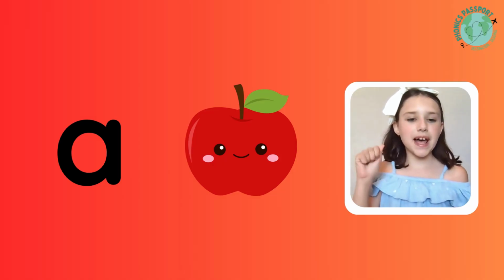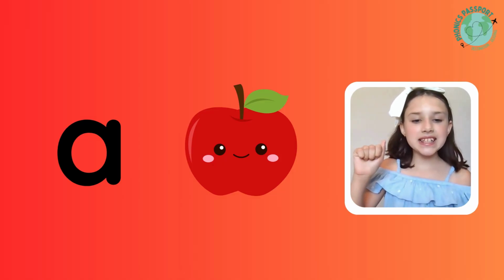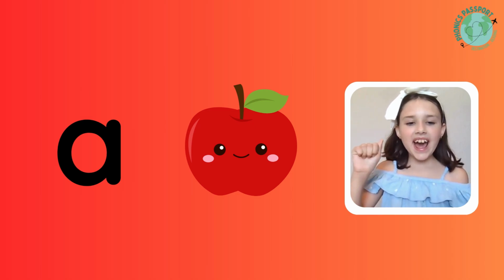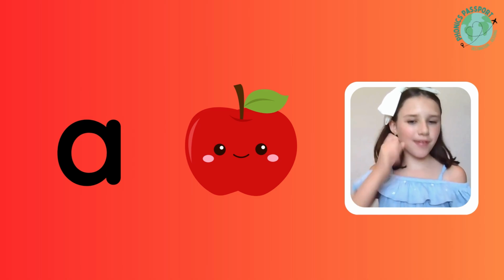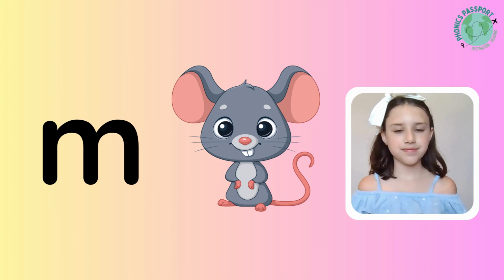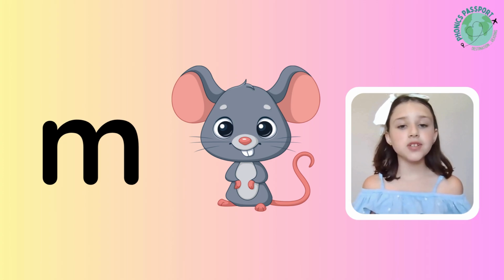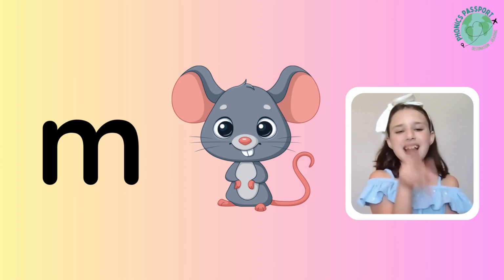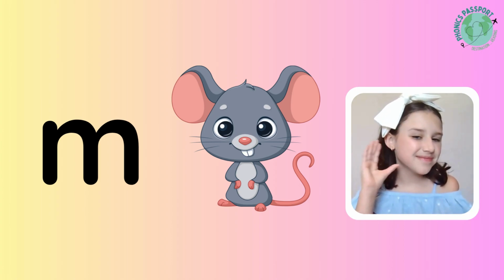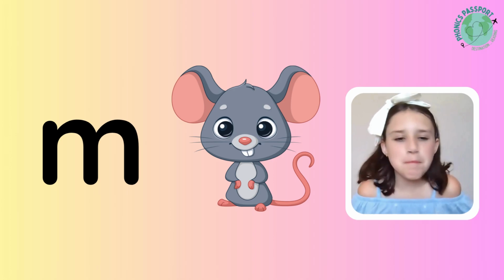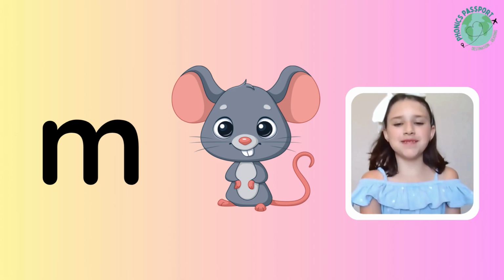The A spells ah. Every letter has a sound. The A spells ah, like at the beginning of the word apple. M spells m, like at the beginning of the word mouse. Watch me. Now you try. Great job.